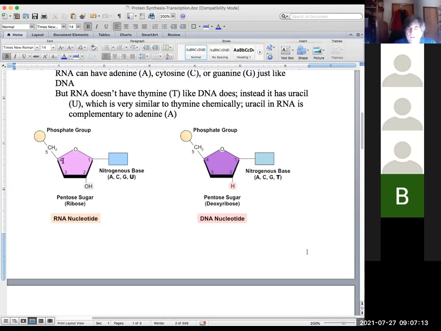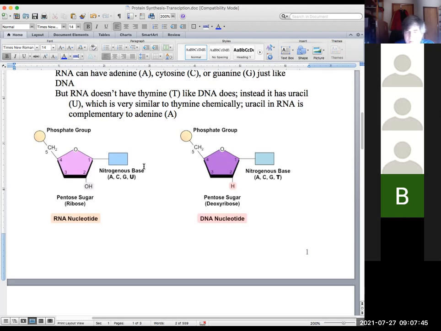If we look at the sugar, which is called a pentose sugar because it has 5 carbons, pent means 5, like a pentagram. DNA has deoxyribose sugar, that's where the D in the name comes from. RNA has ribose sugar, that's where the R in the name comes from. And DNA has A, C, G, or T; RNA has A, C, G, or U. And basically U has a very similar shape to T.